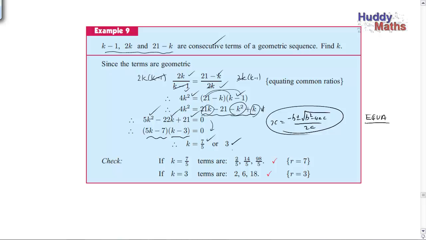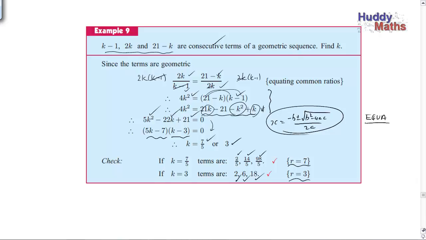All right, so there we've got 2 possible values, and if you put k as 7 over 5, these are the terms you get: k take 1, 2k, and 21 take k. And then if k is 3, put it back in the beginning, you get that, and you get two different ratios for that. Okay, and you're getting two possibilities because of this quadratic being formed up here.